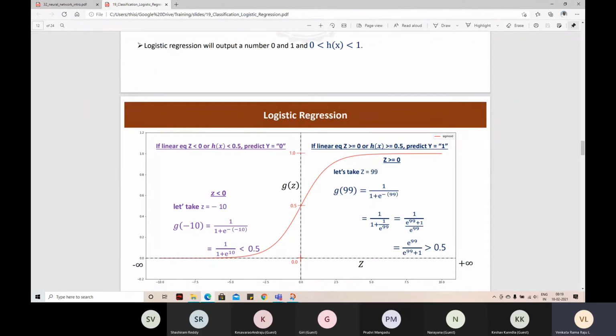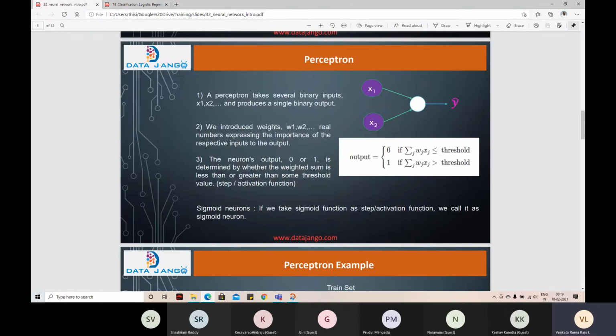Okay. So if you look at this here, a perceptron takes several binary inputs, x1, x2, and so on, and produces a single binary output. Binary input, 0 or 1, it takes, and produces a 0 or 1. We introduced weights here, W1, W2. Those are the weights, and it will learn these weights in such a way that the binary output comes appropriately. The neuron's output, 0 or 1, is determined by whether the weighted sum is greater than or less than a threshold. Whether it is greater than or equal to or just greater than, it doesn't matter.